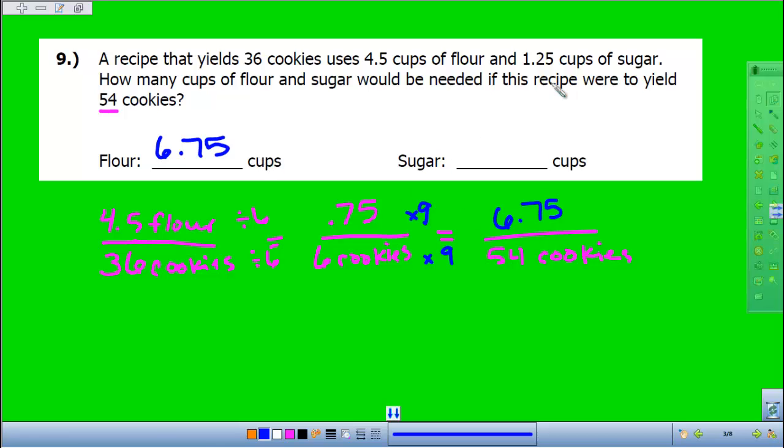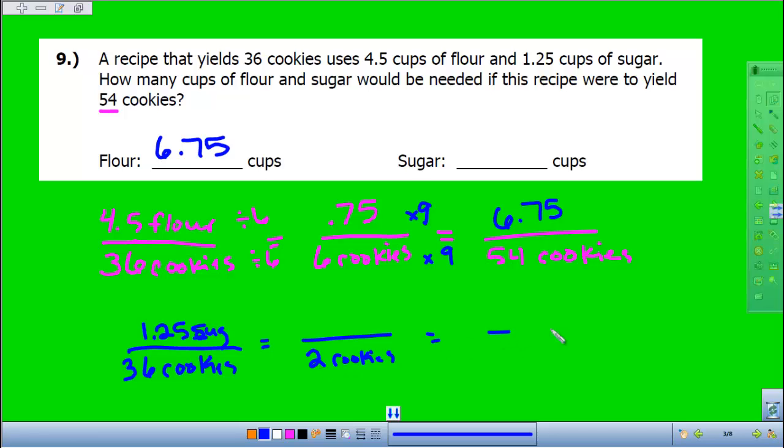Now for my sugar, it was 36 cookies, and it was 1 1/4, so 1.25 for sugar. I'm going to write sugar right here. Again, I can't go from 36 to 54, so I need something in the middle. And I'm going to use 2 cookies. You could use whatever works for you. 36, and then again, I'll go straight to 54 from there. 36 to 2, I know I divide by 18.